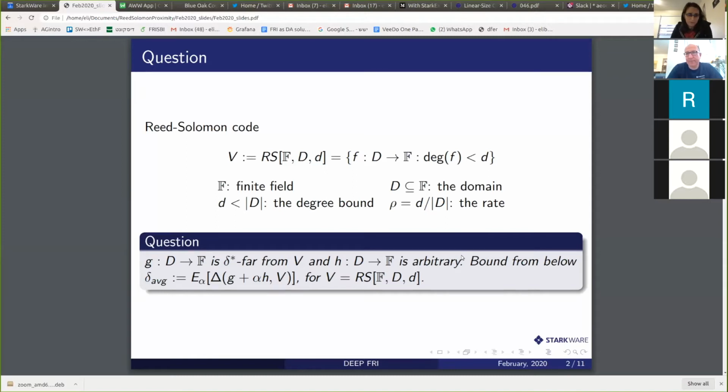So here the alpha is uniformly random in the field. Yes, alpha is sampled from the field. You can generalize it to an extension field or a subfield or some specific set, and all the results that we have generalize very nicely to these settings. But yeah, you're right, alpha is in the field.